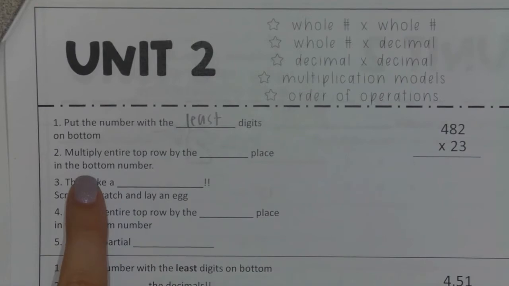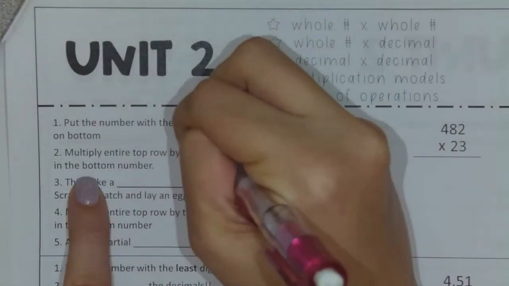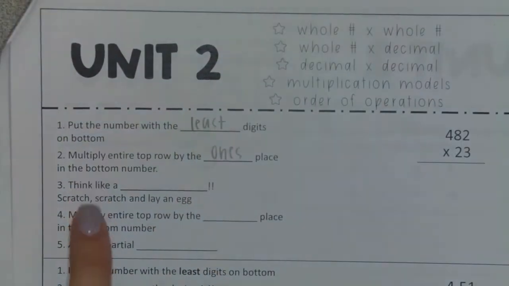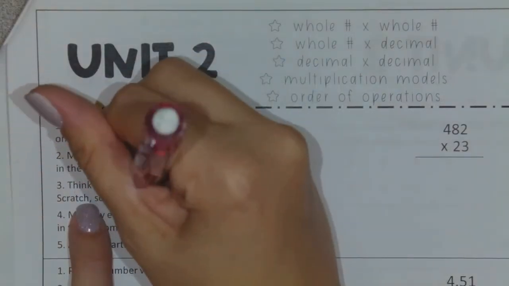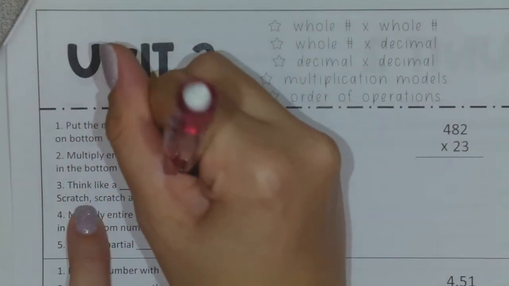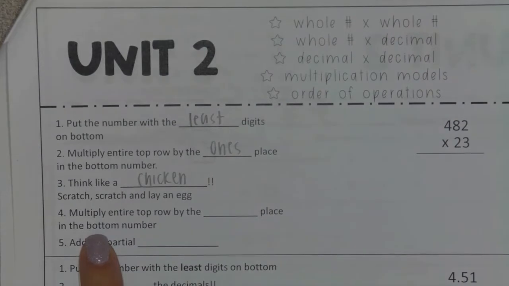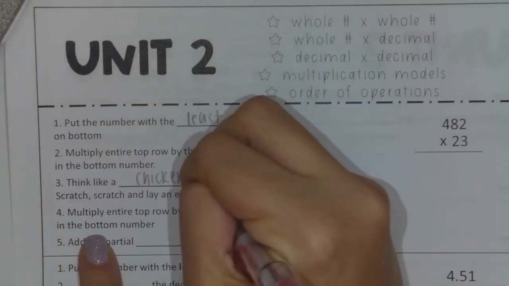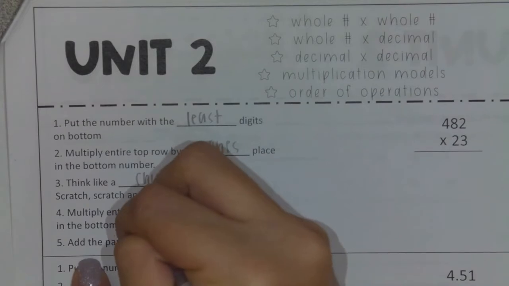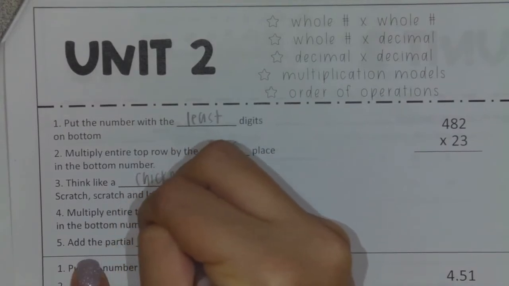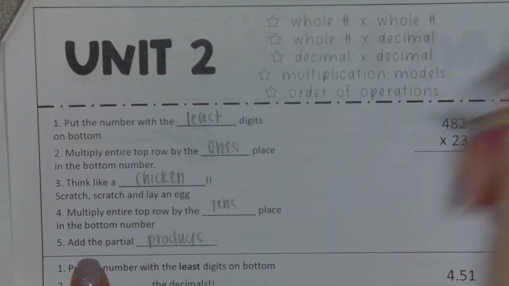Then we're going to multiply the entire top row by the ones place in the bottom number. Then you're going to think like a chicken. Remember, chickens scratch and they lay eggs. Then we're going to multiply the entire top row by the tens place in the bottom number. And then our last step is to add those partial products.